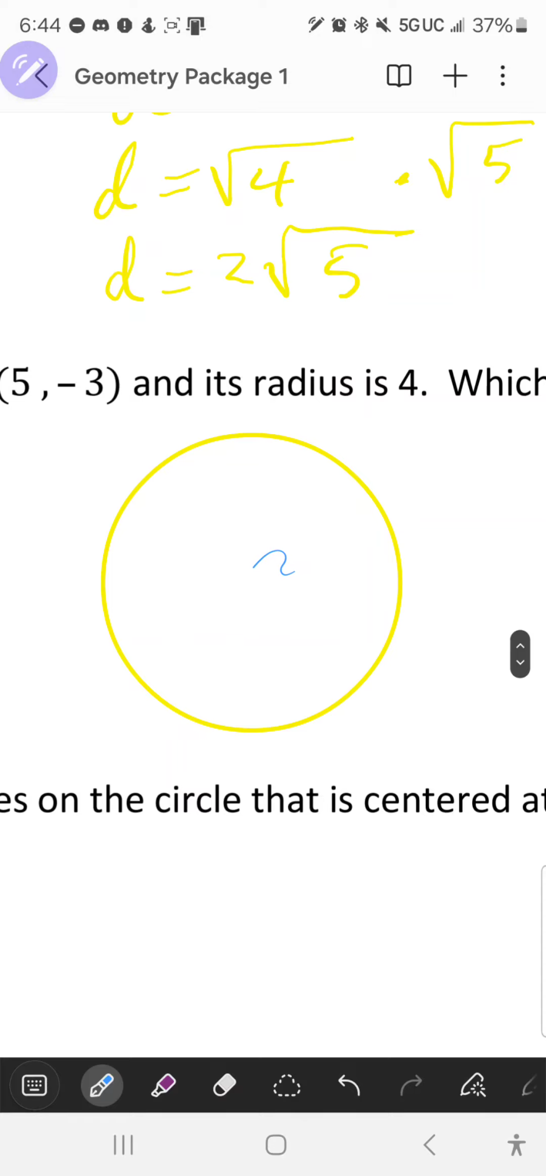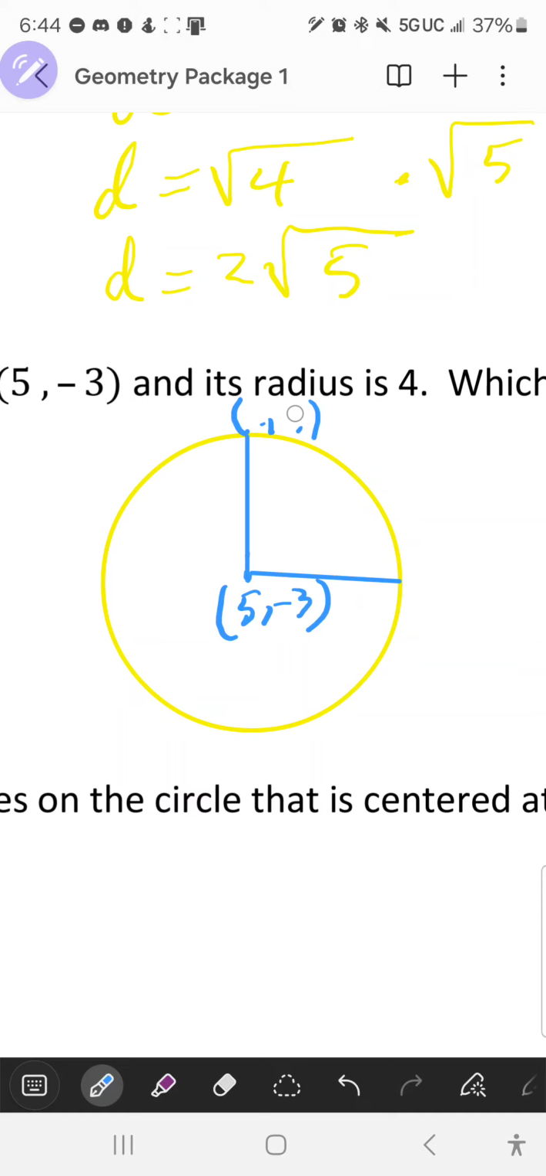So we know that the center is (5, -3). And we know that the radius is 4, so it's going to be 4 up, 4 to the right, 4 down, and 4 to the left. So 4 up for this radius right here is going to be 9, -3. 4 to the right is going to be 5.